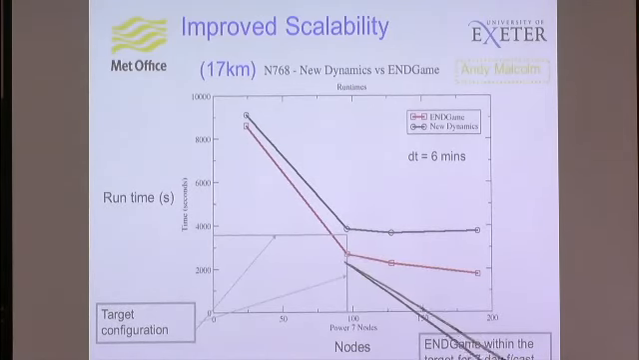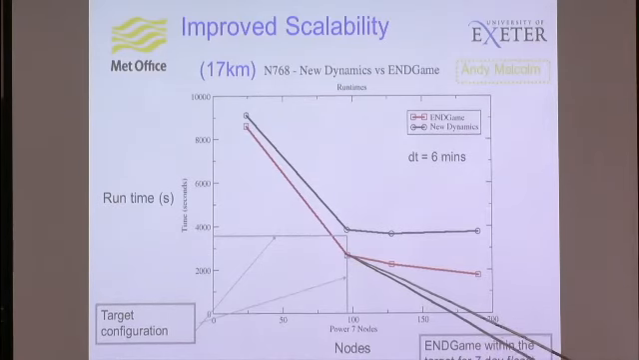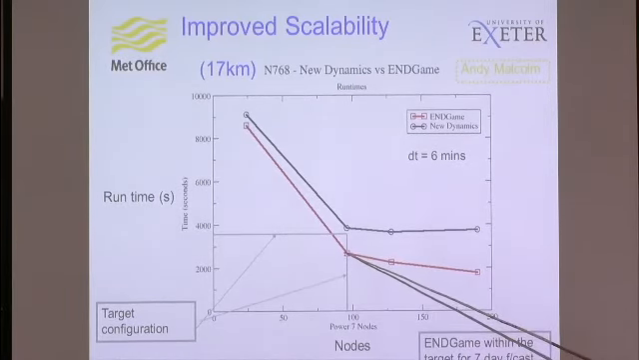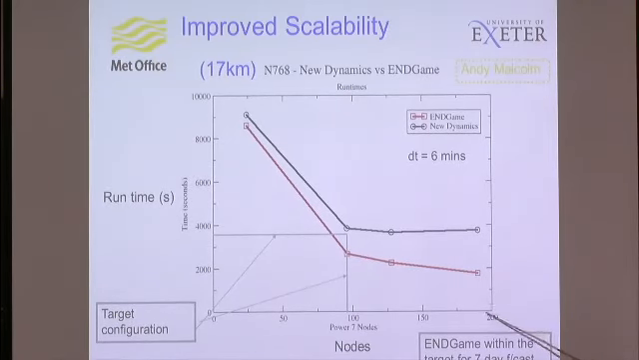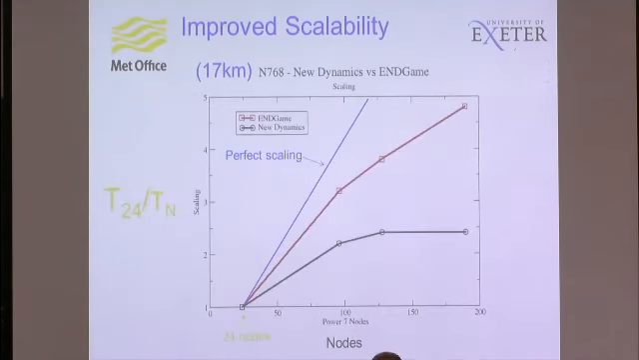ENDGame, however, at the target nodes, reaches it quite comfortably. And also, for the future as well, it's looking good that we're still getting scaling up to, this is sort of about 7,500 processors almost. So this is good. It gives us hope for running high resolution models in the future.